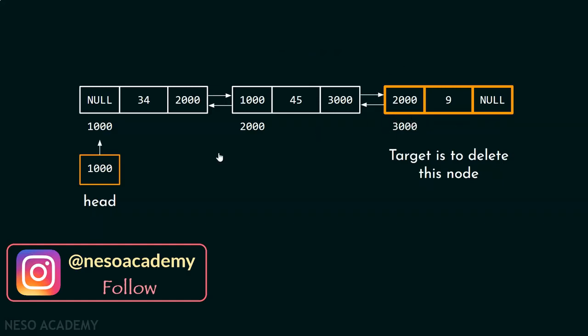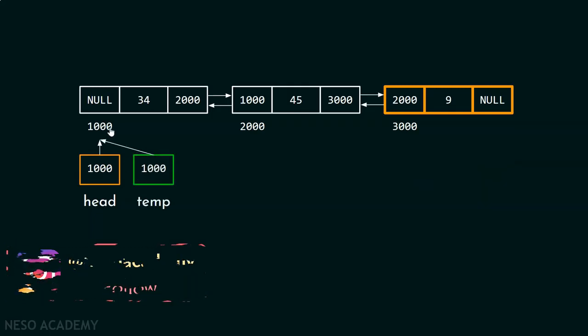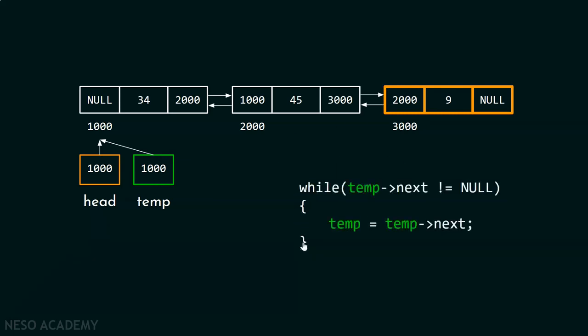In order to delete this node, I'll keep a temp pointer which must point to the first node initially. Then later it will point to this particular node. In order to move this pointer towards right, we will keep this particular piece of code, that is while temp next not equal to null, temp equal to temp next. We want to move this temp pointer towards right so that it can point to this particular node.